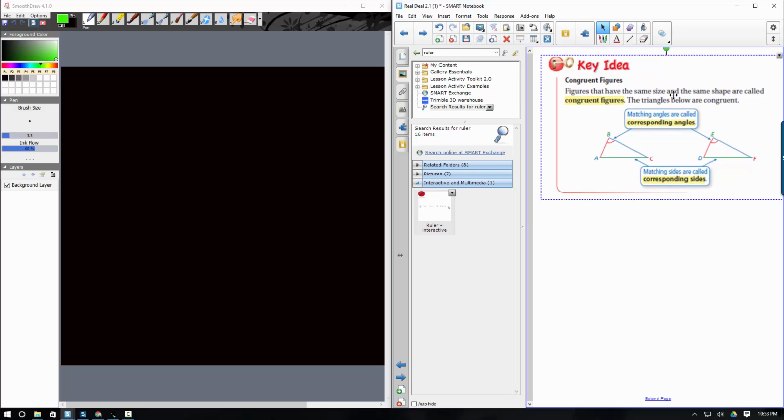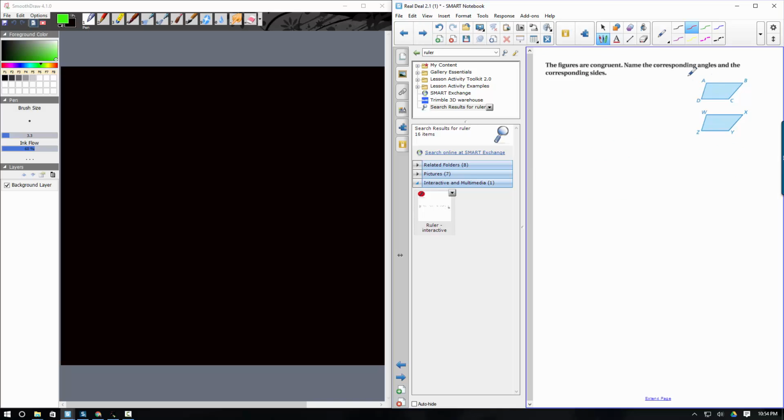It says figures that have the same size and shape are called congruent figures. I'm going to underline these things here. So same size, same shape, and they're called congruent figures. If you look here, I can match up the corresponding sides. So B corresponds to E, C corresponds to F, and A corresponds to D. It's basically what are the same on both of these. So this angle measurement is exactly the same as this one. C is exactly the same as F, and A is exactly the same as D, because if I would move this figure over, it would fit exactly on top here.